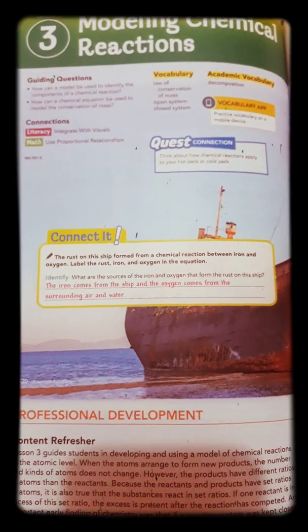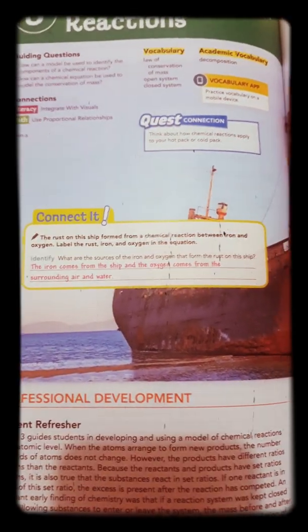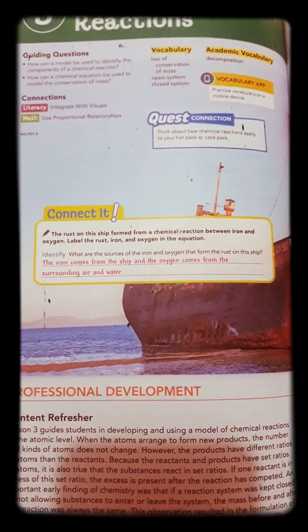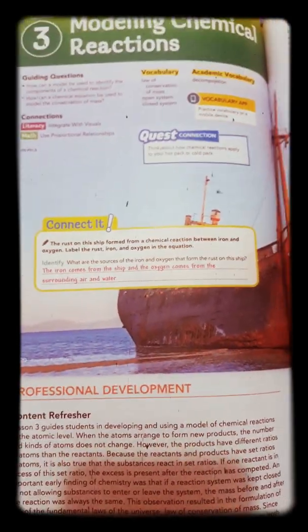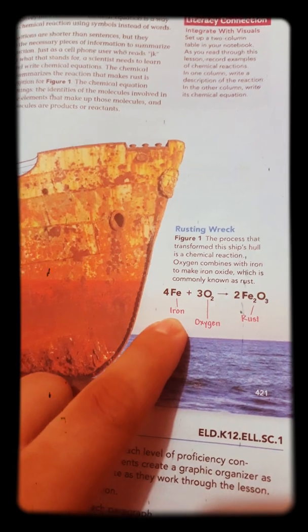You guys, today's topic is modeling chemical reactions. Okay, we have to see that ship. The iron comes from the ship and the oxygen comes from the surrounding water. Talking about this, also here, continue to the next page. How is the rusting of the wreck? Well, it's iron, oxygen, and rust.